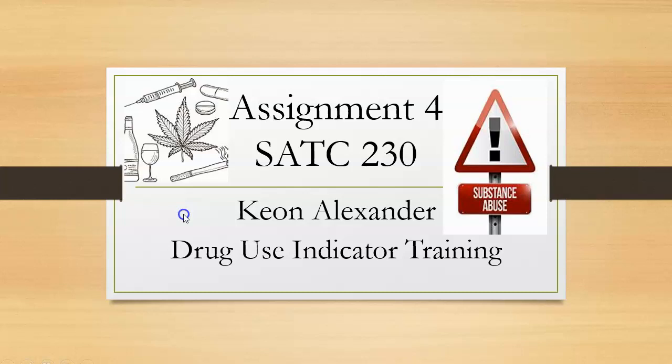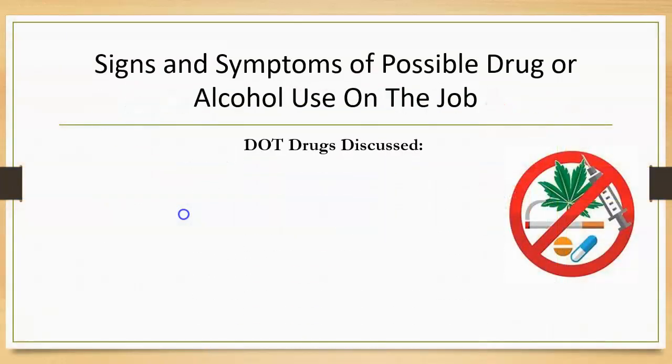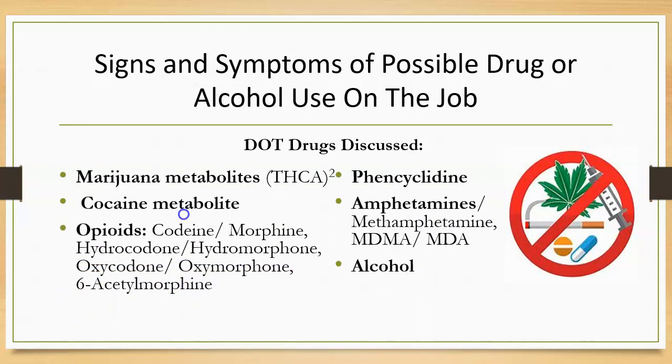My name is Keon Alexander and today we will be discussing the training supervisors must go through to identify indications of drug and possible alcohol use while on the job. We'll start by discussing the signs and symptoms of possible drug or alcohol use through the 5 categories of drugs that the Department of Transportation tests for. These 5 are marijuana, cocaine, opioids, phencyclidine, amphetamines, and alcohol.